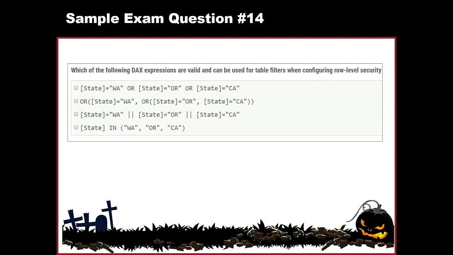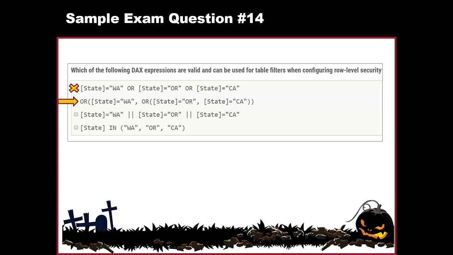Okay, this one's a little bit tricky. Which of the following DAX expressions are valid and can be used for table filters when configuring row level security? Now, I try to be cutesy here and have the OR as or versus and the state Oregon together. So hopefully that wasn't too confusing. But what you'll see is that OR in DAX is not an operator, it is a function. So the first one uses OR as an operator, which does not work in DAX. And it turns out that OR as a function, number two, is legitimate.